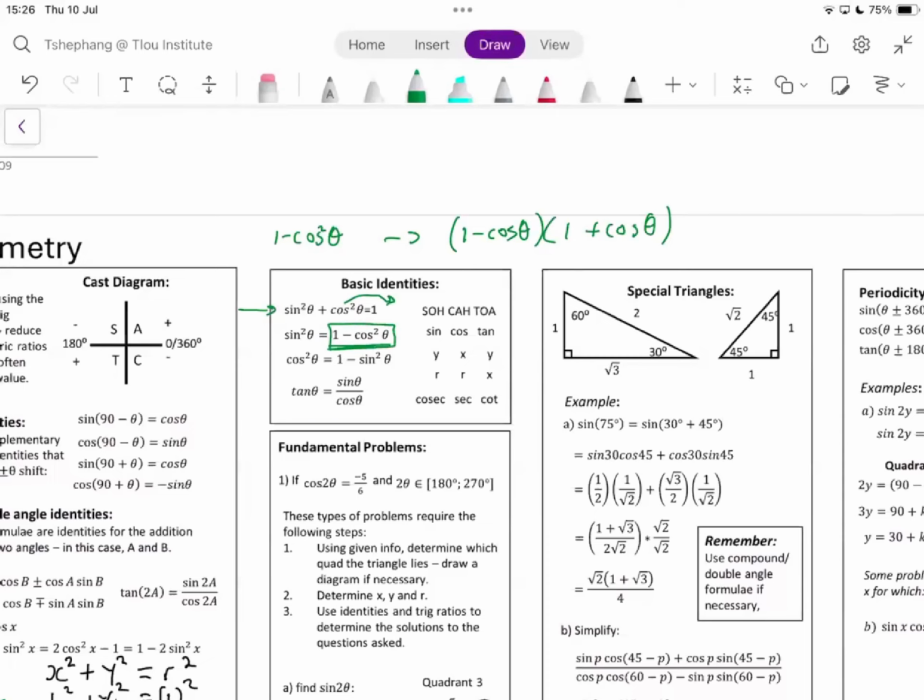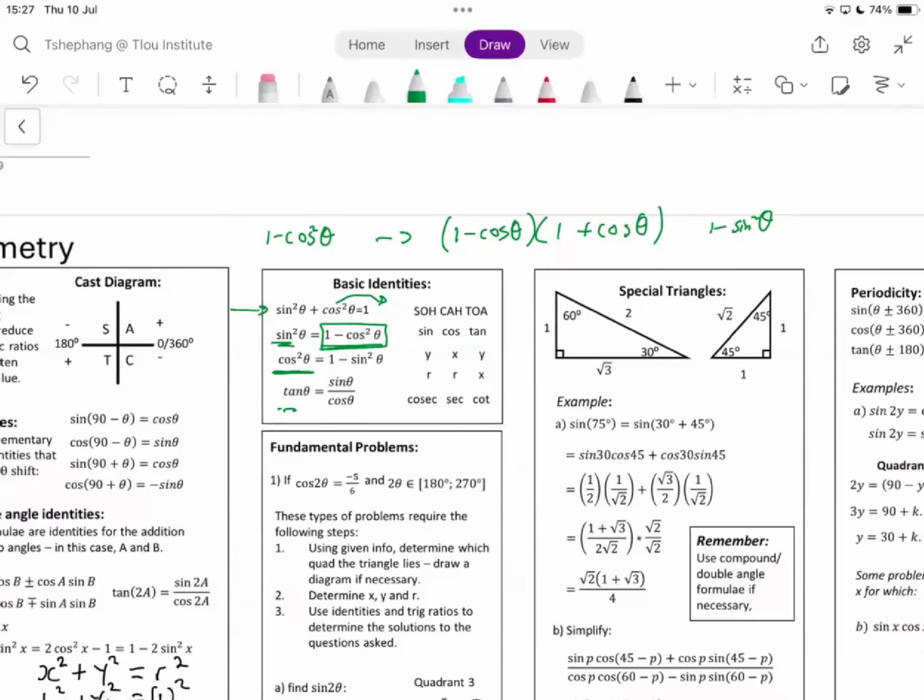Okay. You can also do the very same thing for sine, right? If you have 1 minus sine squared theta, that will change to 1 minus sin theta, another bracket of 1 plus sin of theta. And you must be able to solve for sine and cos. Then remember that tan of theta is sine of theta over cos of theta. Luckily in matric, you don't have to worry about cosec, sec, and cot. You just have to remember the three basic ones being sine, cos, and tan.